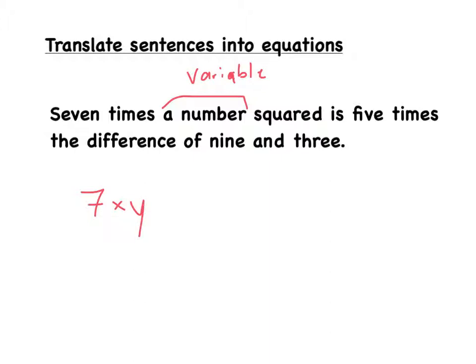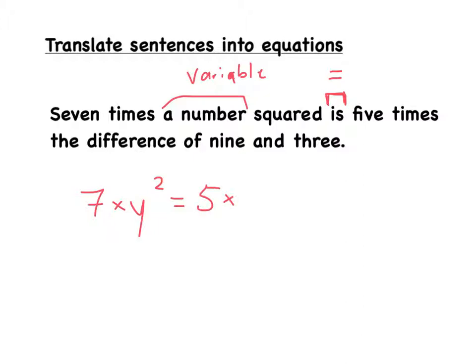So we see 7 times a number squared, so we have to square it. We see that 7 times a number squared is. Whenever you see the word is, it basically means an equal sign. So is equals. So 7 times a number squared is 5 times. So we have 5 times.